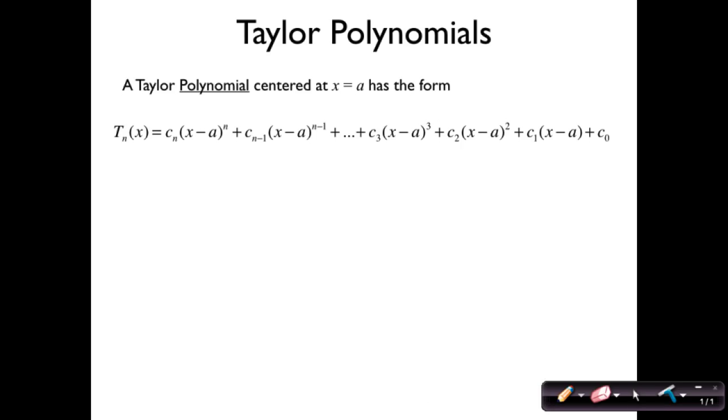So here's what we typically write when we're writing out a general form of a polynomial. So how is the version of a Taylor polynomial different than the typical version of a polynomial that we usually write out like this? What's different?